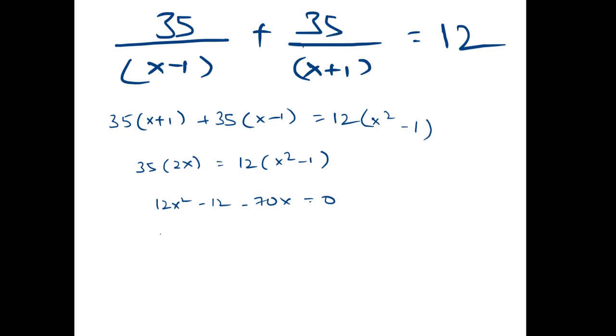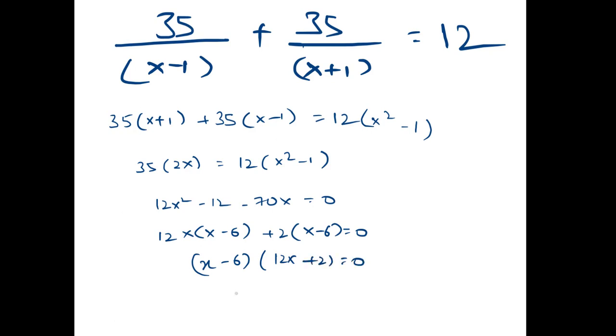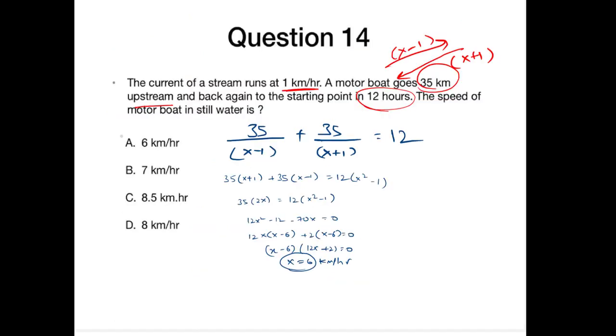So what exactly we can do is take 6 as common, so x minus 6 times 12x plus 2 is going to be 0. So x is clearly 6 kilometers per hour. So the answer is going to be 6 kilometers per hour.